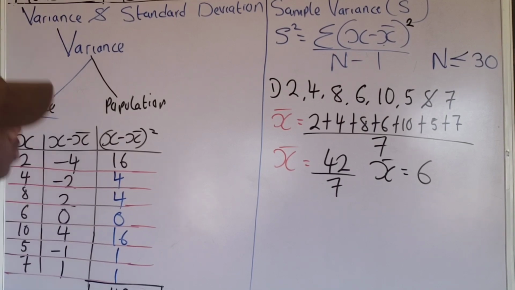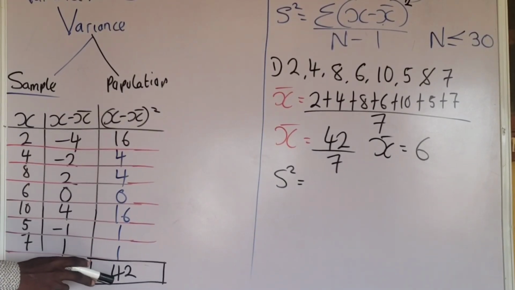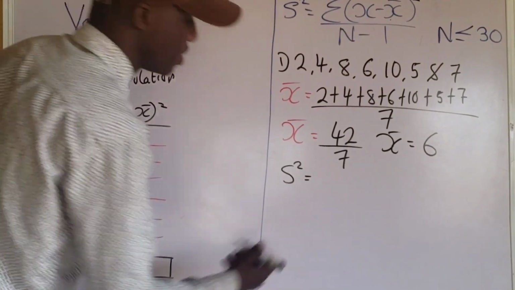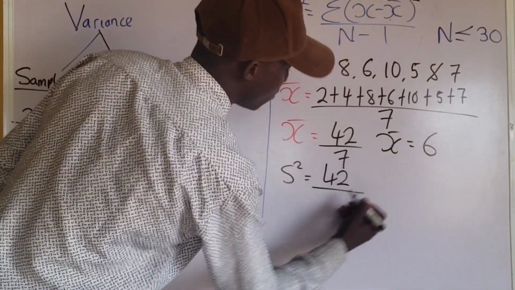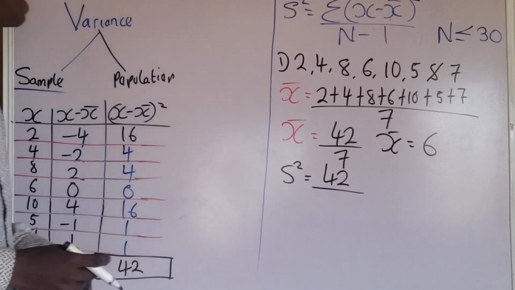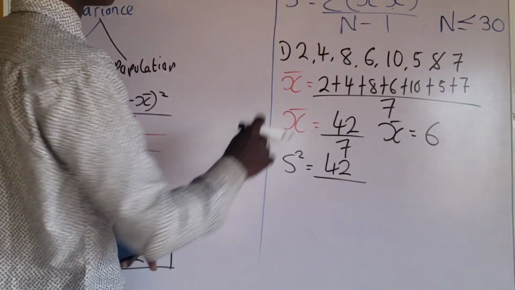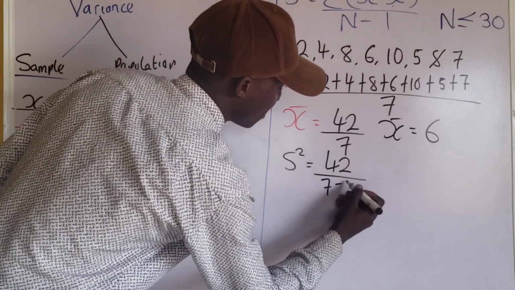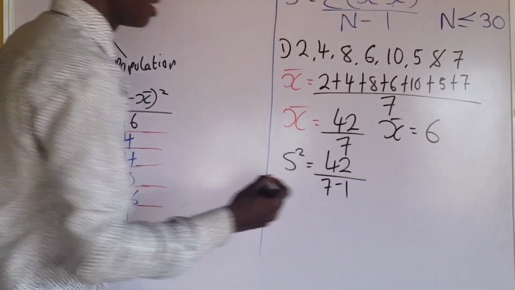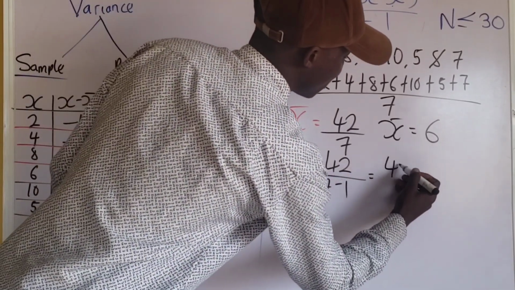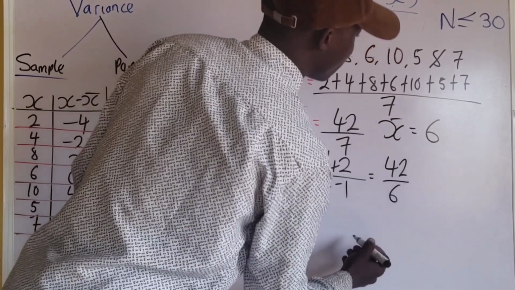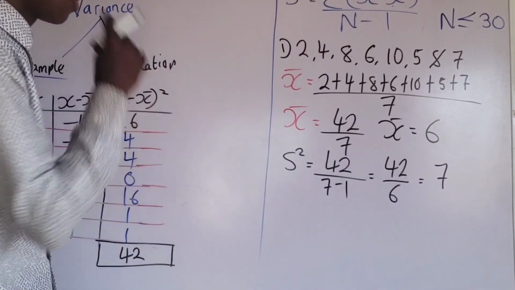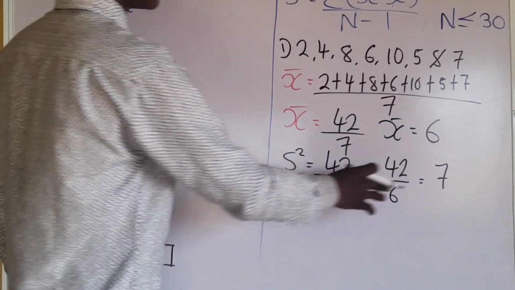42. You understand? So when I sum all this together, I got 42. So summation of (x minus x bar) squared is what? 42. So here I'm going to have 42 all over n minus 1. N is the total number of samples, and the total number of samples is what? 7. So I'm going to have 42 divided by 7 minus 1. Do you understand? So 42 divided by 7 minus 1 will be 42 over 6. 42 divided by 6 is what? 7. You understand? So the sample variance is 7.